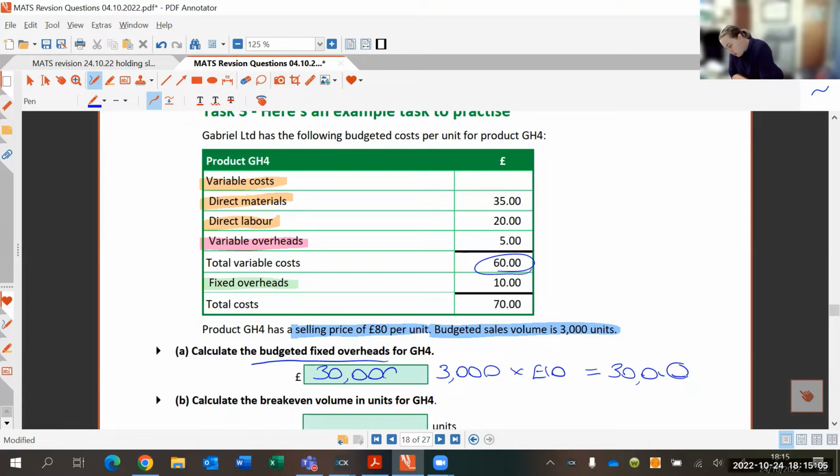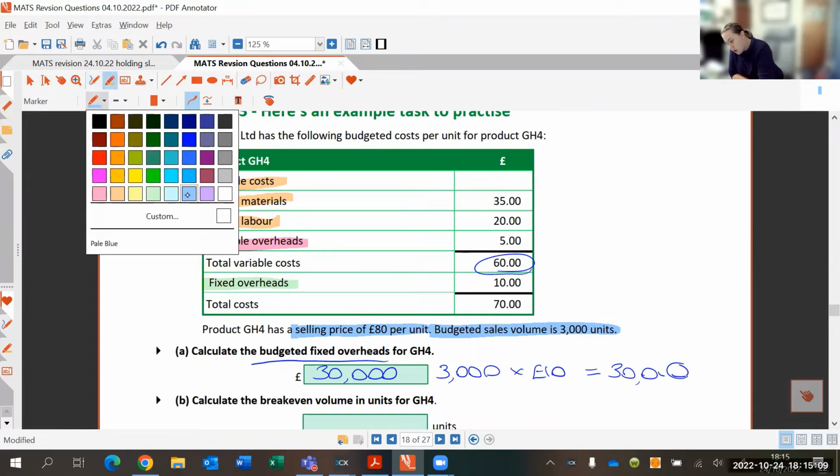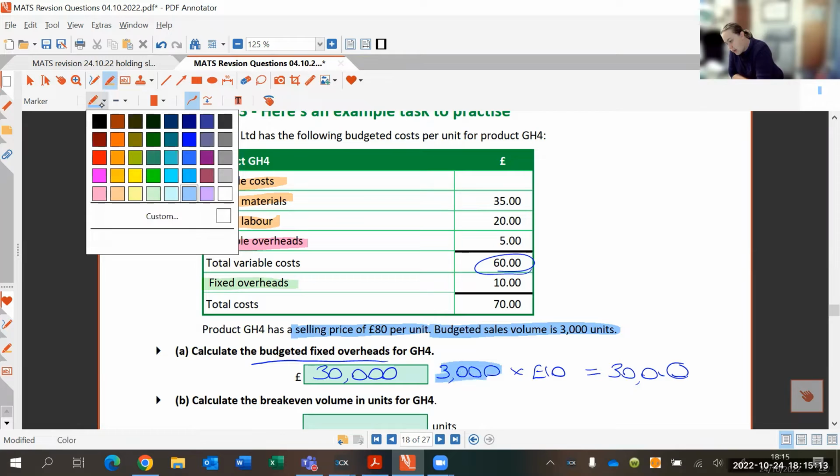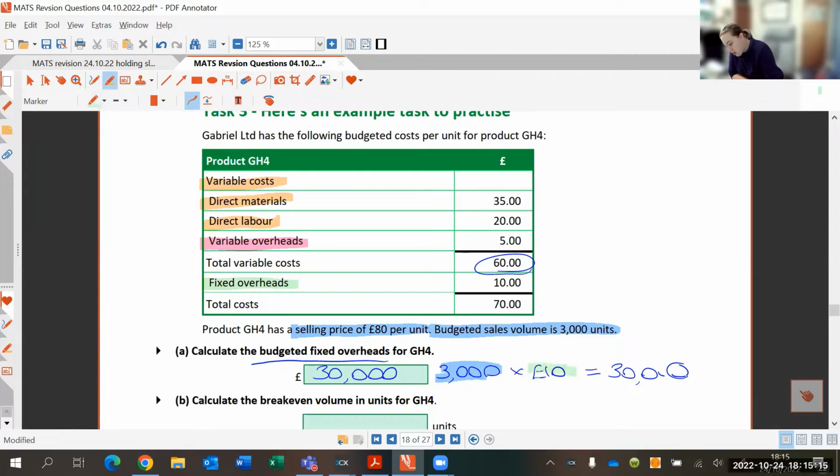Tell you what I'll do. I'll just highlight the different colours, hoping this will come out all right because it's blue on blue, so you can see where the figures are coming from. Yeah, that's all right. I can do that. That's fine. So yeah, £30,000 for that first one.